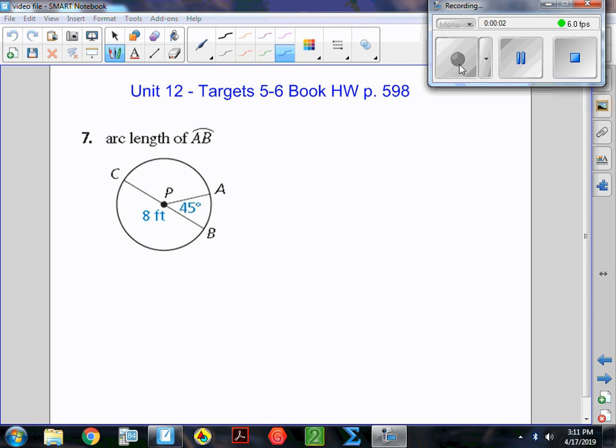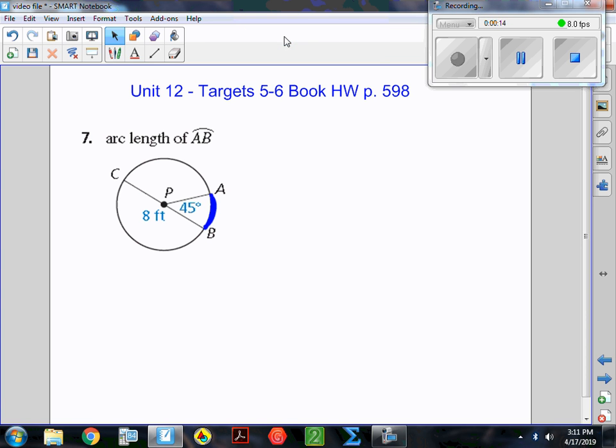Okay, Target 5-6 bookwork, page 598, number 7. We're finding the length of arc AB. So we're not finding the measure, we're finding the length, and that means we're finding a portion of the circumference. So 8 pi given is the diameter, which means we need to find the radius.